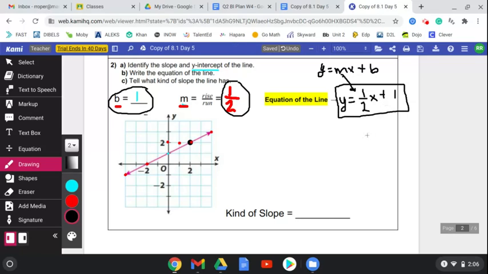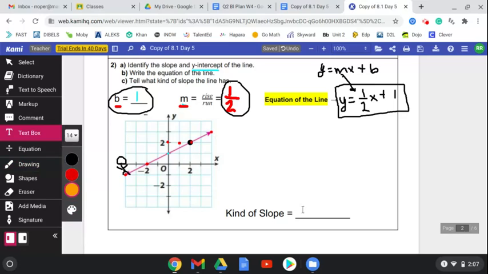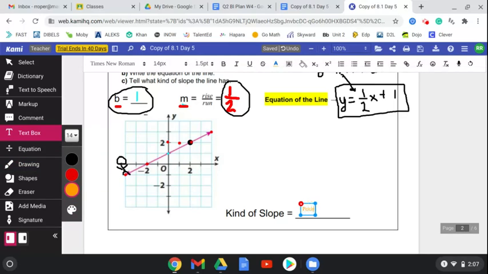Now I need to identify what kind of slope this has. Well, as I look at this graph, if there's a guy over here on the left and he walks this line, he walks uphill. I always need to read the graph from left to right, like you read a book. And so as I read this line from left to right, he's walking uphill. And if he walks uphill, that is positive slope. So I put text box, positive.